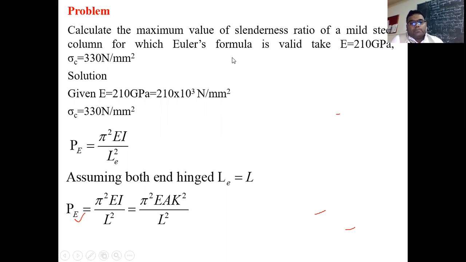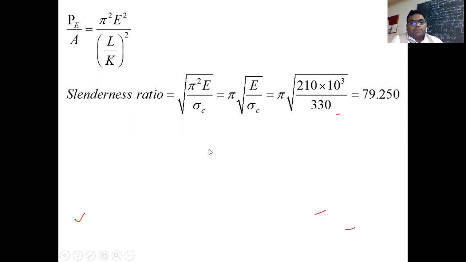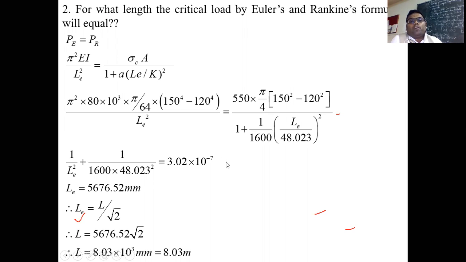Now the second part of this question is: for what length will the critical load by Euler and Rankine be equal? I already told you, just do that. You just equate both the Euler crippling load and the Rankine crippling load. Both formulas we know, pi square EI upon LE square, and the Rankine one. Put all the respective values here, which we have already calculated, and calculate the value of LE.